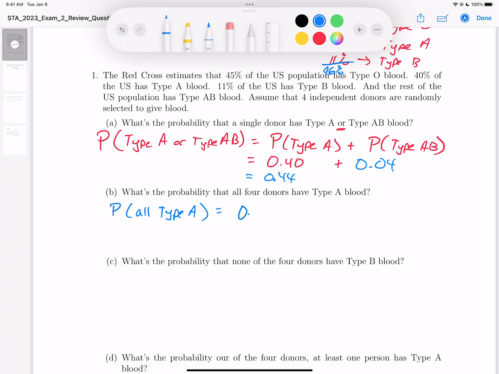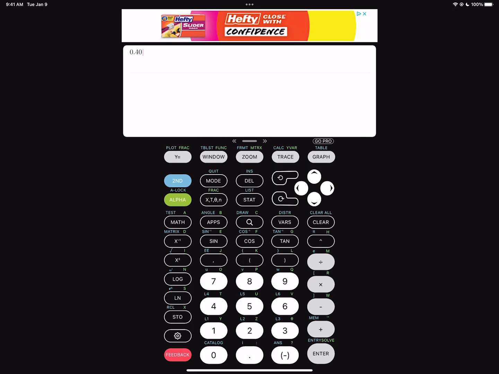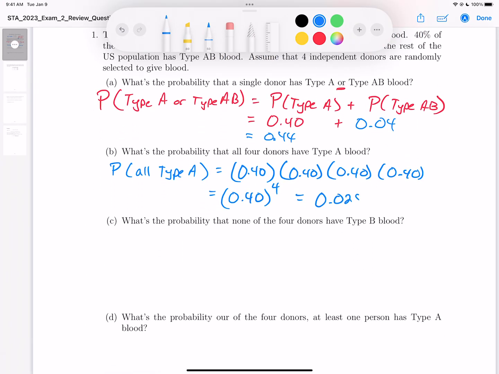So what we do is we take 40% from the first person, and it gets multiplied, because it's and, by 40% for the second person. Remember, we have 4 donors, so we're going to multiply this value out 4 times. So shorthand notation is that this is 0.40 raised to the number of donors, in this case the 4th power. Let me go over to my calculator here. Take 0.40 and raise that to the 4th power, and I get 0.0256. So there we go. Let's box these up so you can be clear.